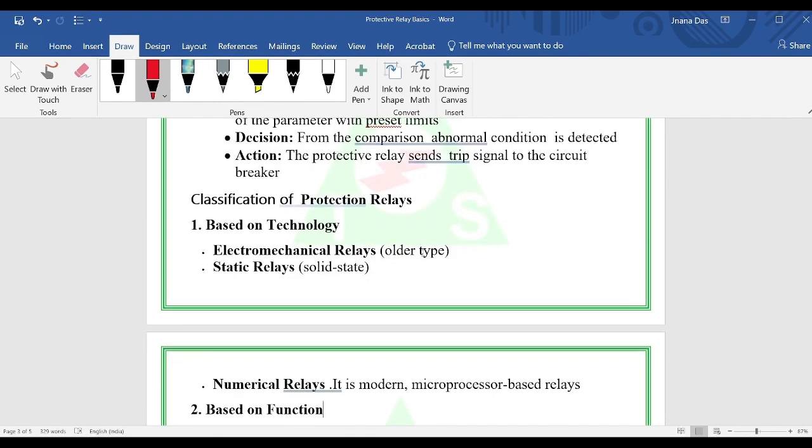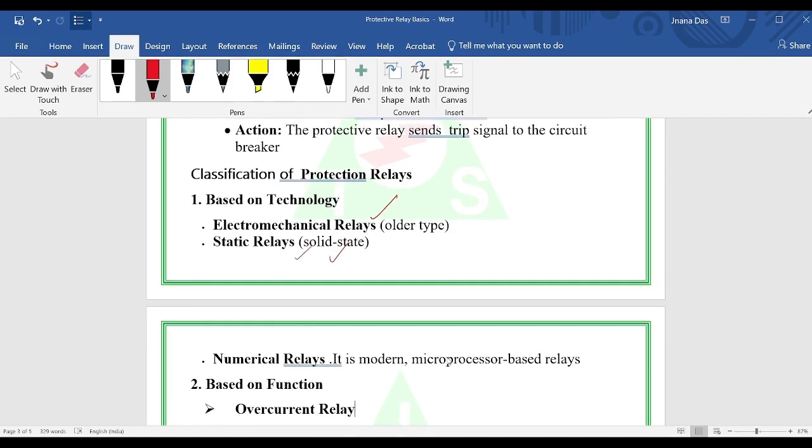Then what is the classification of the protective relay? Based on the technology, there are electromechanical relays and static relays. Electromechanical relays are based on electromagnetic, mechanical and magnetic principles, and static relays are based on a solid state mechanism. The third one is the numerical relay. It is the modern, microprocessor based relay.